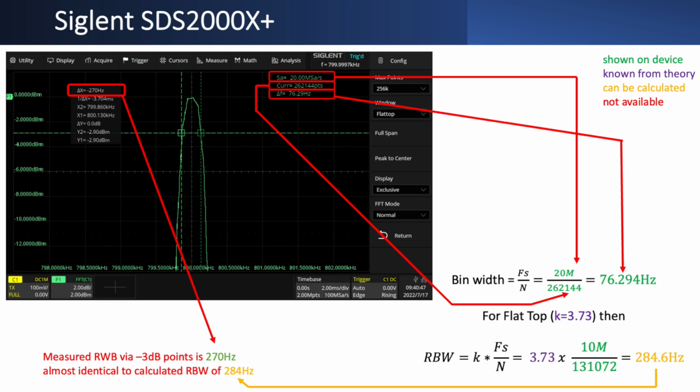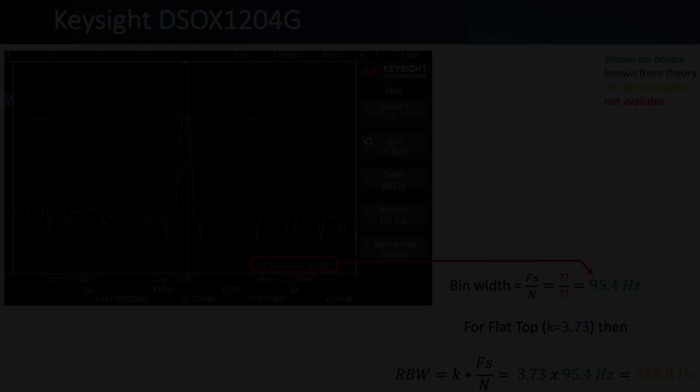And that is very nice, because that is almost the same basically as our calculated resolution bandwidth of 284 Hertz. So the Siglent does exactly what we expect it to do. It doesn't show the resolution bandwidth by itself, you have to calculate it. Wouldn't it even be nicer if it would have shown it to us using this table version itself, but we can't complain about this. I mean, the Siglent is very predictable, I think, when it comes to FFT calculations.